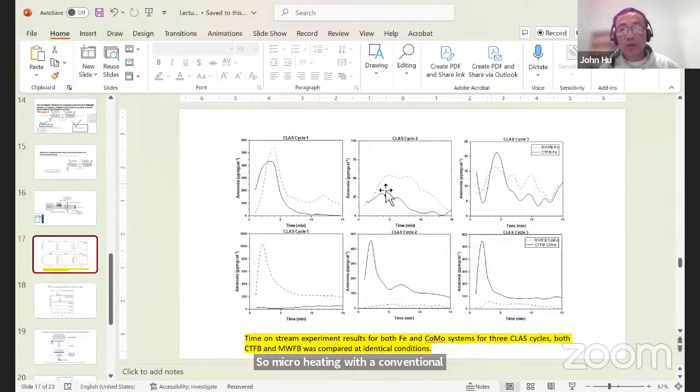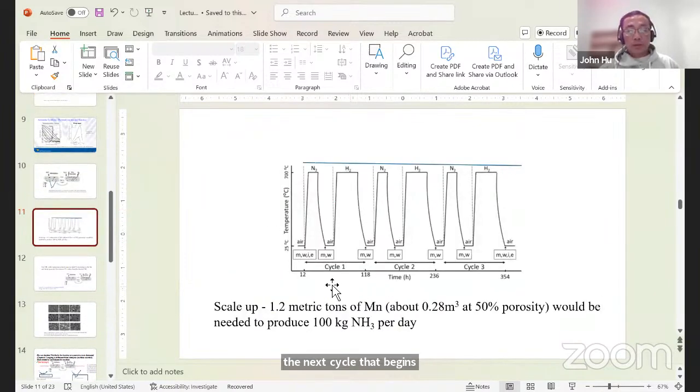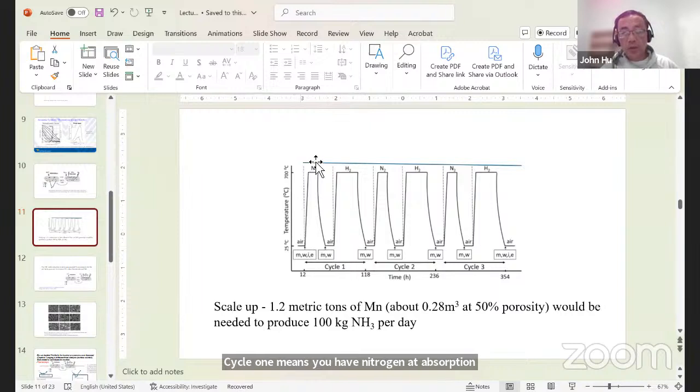Cycle 1, cycle 2, cycle 3. Cycle 1 means the chemical looping 1. You basically absorb the nitrogen, and then you apply hydrogen to form ammonia. Then the next cycle begins. Let me go back. Cycle 1 means you have nitrogen adsorption, followed by the hydrogen reaction. So this cycle finishes, ammonia is produced. Then the next cycle begins, nitrogen adsorption and also the hydrogen reaction.